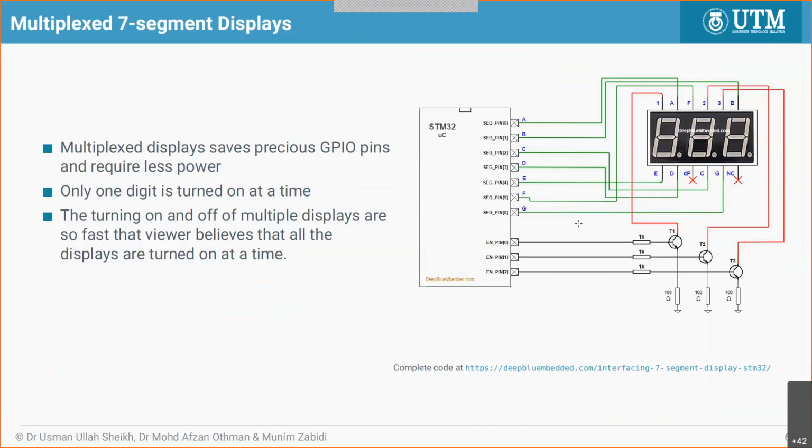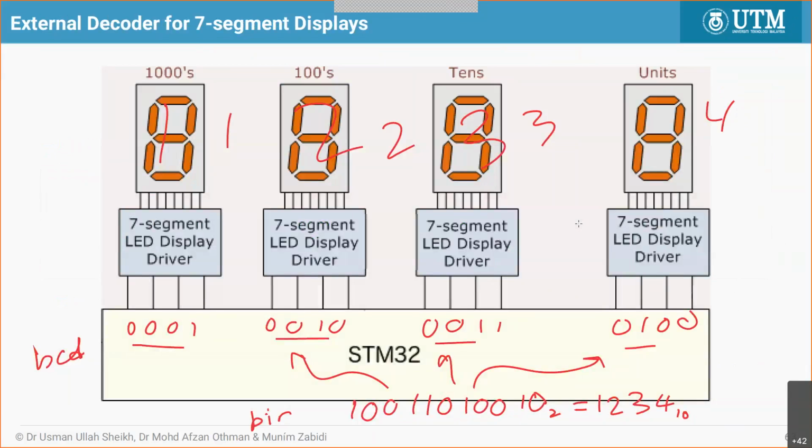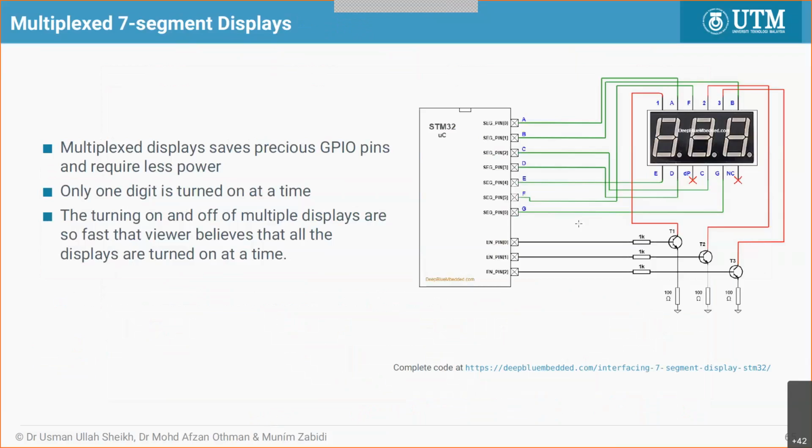And if you want to save pins, maybe you don't want to use a 7-segment driver, and you don't want to use too many pins by driving directly, you can use multiplexing. So here, only one segment is on at one time. Let's say I want to display 1, 2, 3. I will display 1 first, and then I display 2, and I will display 3 at different times. And I toggle them very fast so that the user sees 1, 2, 3 on at the same time. But actually, only one segment is on at any one time.